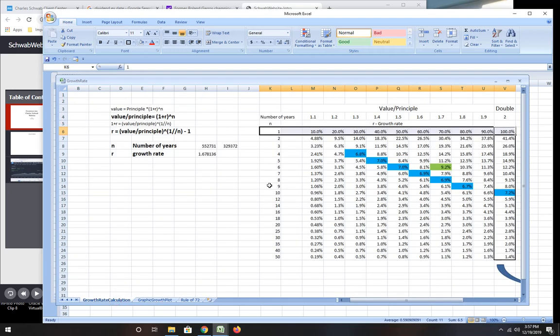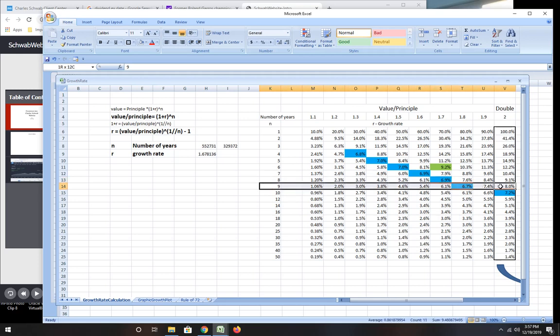So let's take a look at the growth rate plot again, the growth rate calculation. So here's 9 years, and here's the doubling, and it says 8%, which turns out just right. Now if you reverse that to essentially 8 years, it should be about 9%. So again, almost 9%. So the rule of 72 works out quite nicely.